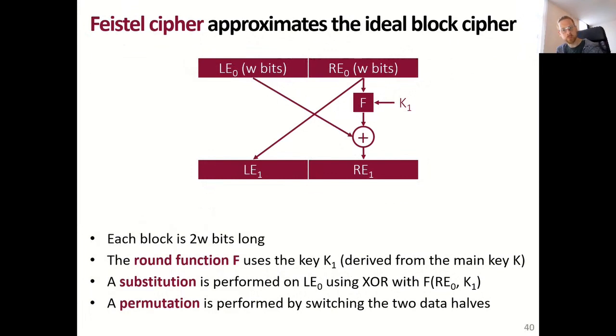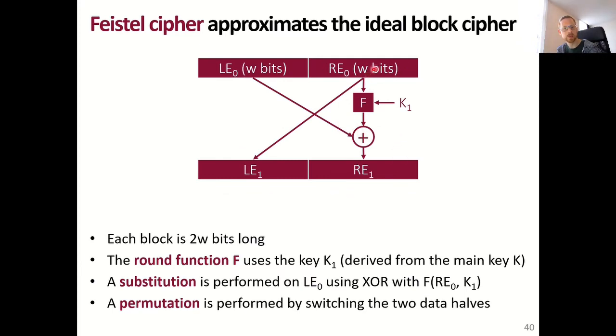Feistel came up with a more practical block cipher, where the key size does not grow exponentially with the size of the blocks. Every Feistel cipher follows the same general structure, where the size of a block is 2 times w. The block is then split into 2 equal parts, with first a permutation being performed where the right half of the block becomes the left half of the block, and the left half is transformed using substitution and then becomes the right part.